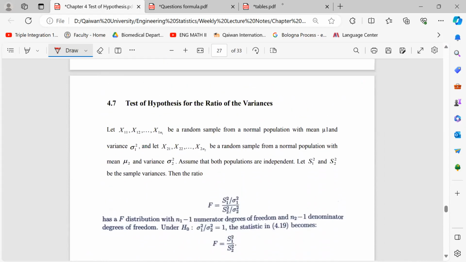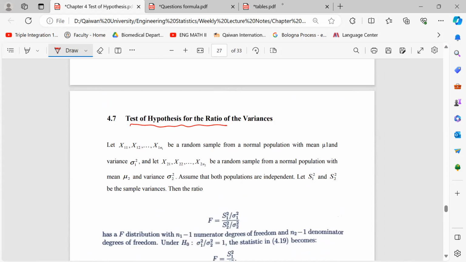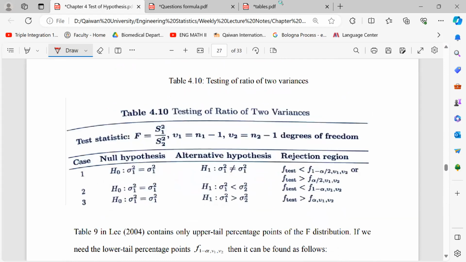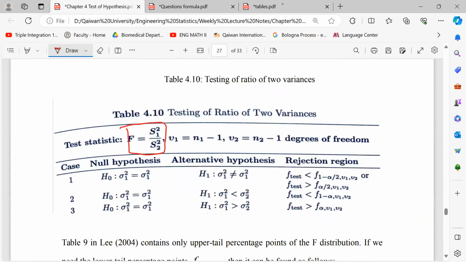Testing hypothesis for the ratio of two variances, here we use this rule. We use the F distribution. Okay, means we use the F table in step 4. We have S1 squared over S2 squared. We just have this in the form. Not like the previous ones, which are too complicated, but here we just have s1 squared over s2 squared.